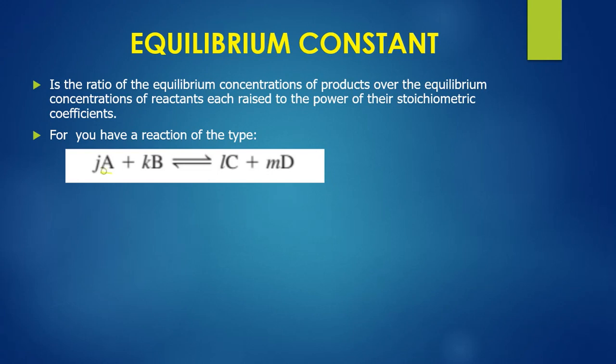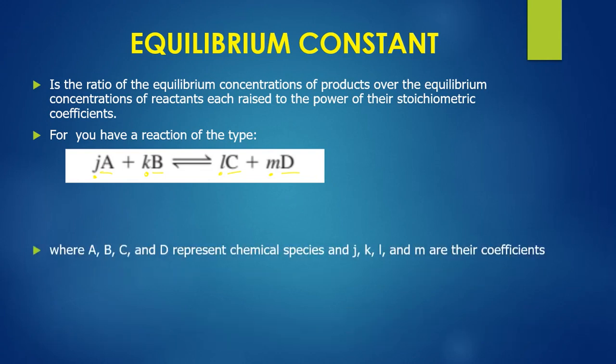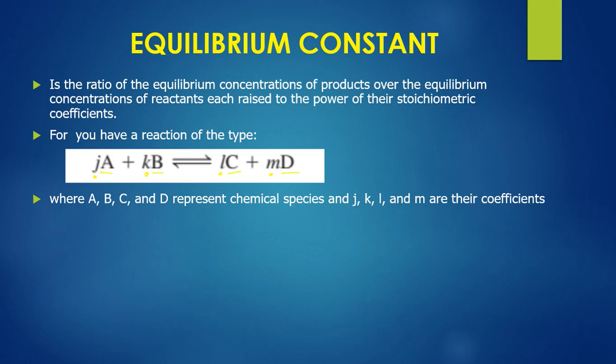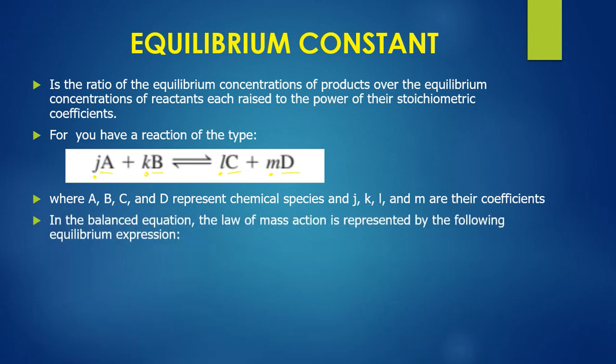So A, B, C and D are representing the chemical species, while J, K, L and M are representing the stoichiometric coefficients. So as I was saying, A, B, C and D represent chemical species, and J, K, L and M are their coefficients in a balanced equation. So this equation should be balanced. Ensure that any equation dealing with equilibrium is balanced. In a balanced equation, the law of mass action is represented by the following equilibrium expression.